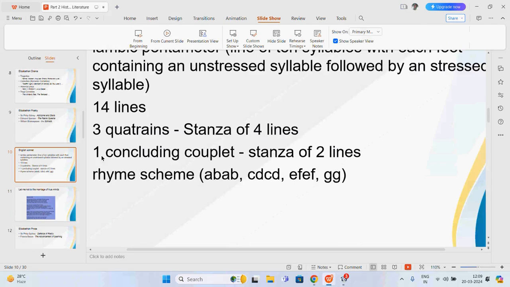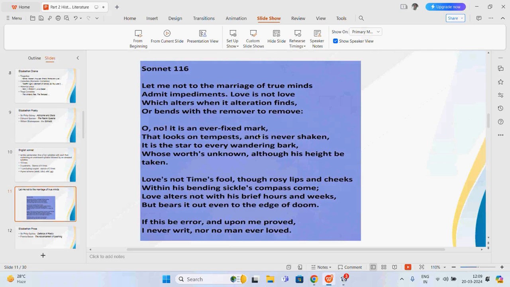If you look at the previous slide, the rhyme scheme is A, B, A, B, C, D, C, D, meaning the last word of the first line rhymes with the last word of the third line. The last word of the second line rhymes with the last word of the fourth line. The last word of the fifth line rhymes with the last word of the seventh line. So there is alternate rhyme for each quatrain. Got it? Let's go back to the slide.